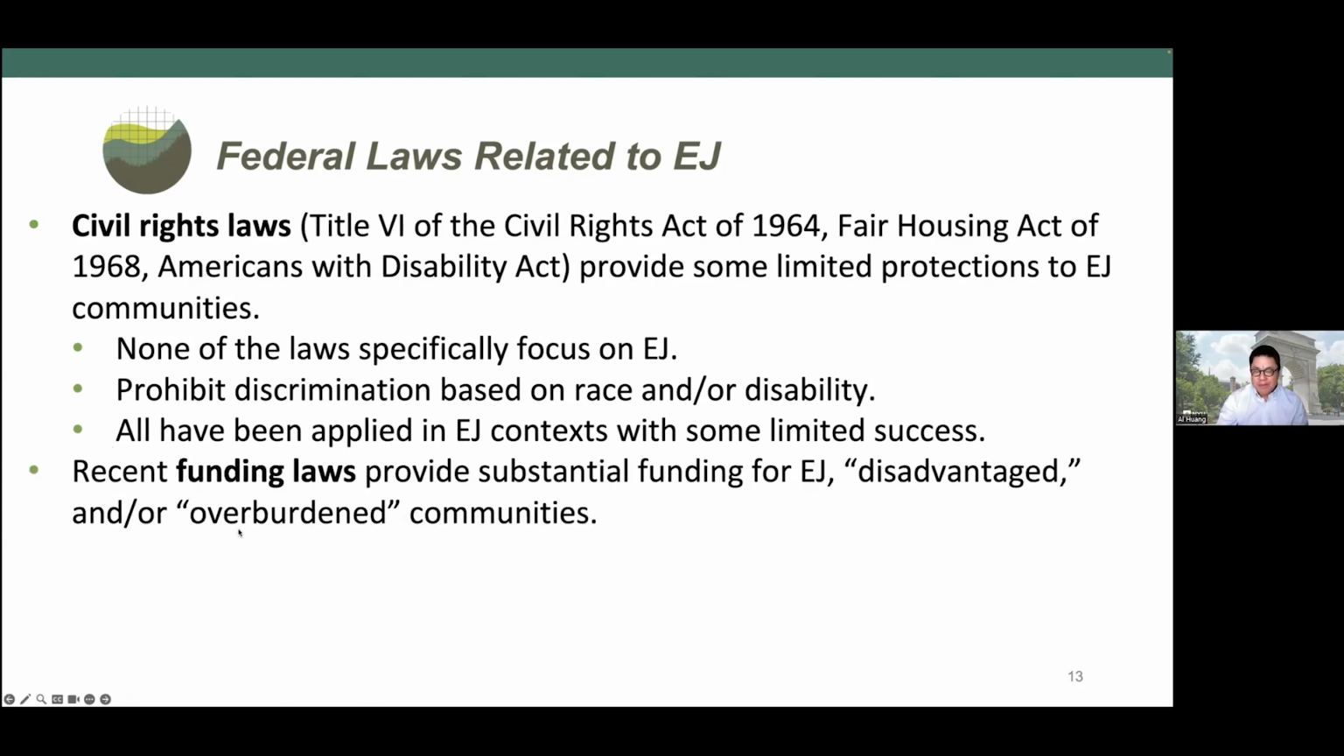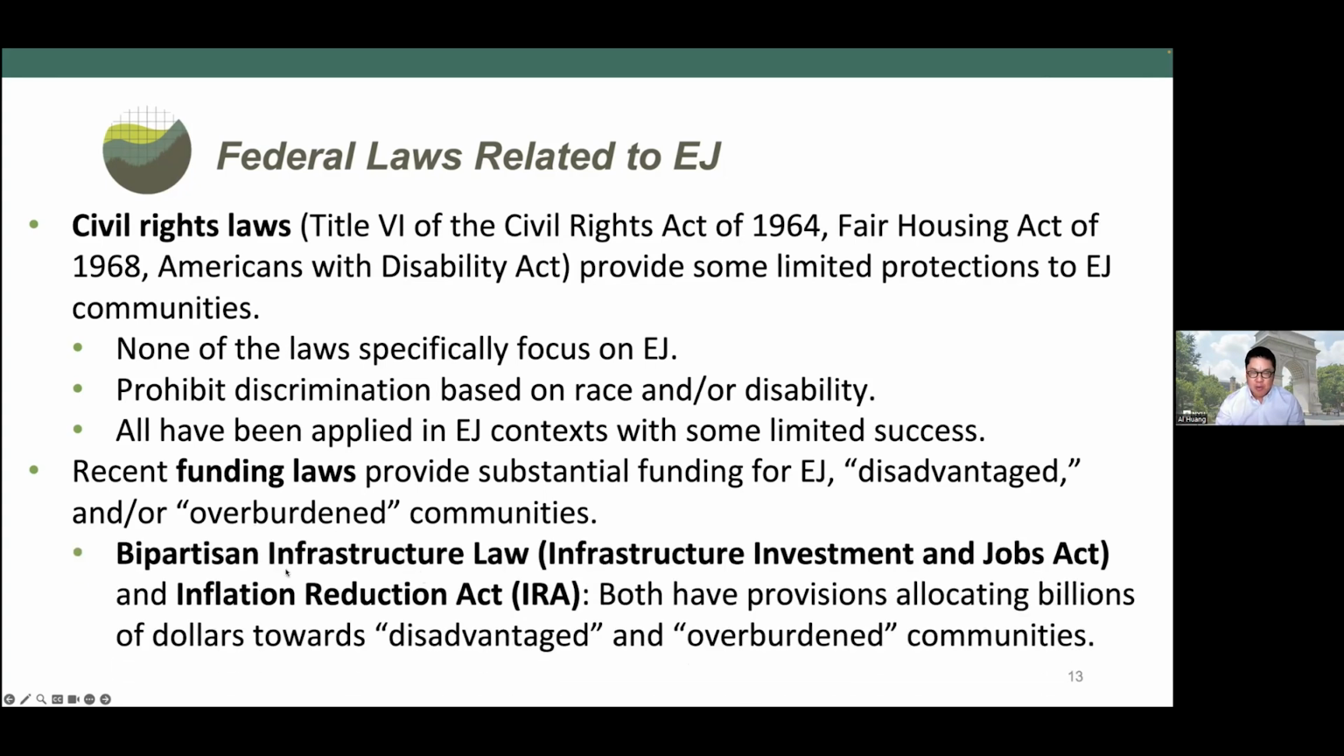The other major area in federal laws related to EJ, and this actually is legislated, are funding laws, which have provided substantial funding for EJ, quote unquote, disadvantaged and/or overburdened communities. You all might be aware of the Bipartisan Infrastructure Law, the Infrastructure Investment and Jobs Act, and the Inflation Reduction Act. Both of them have provisions that allocate billions of dollars towards disadvantaged and overburdened communities.